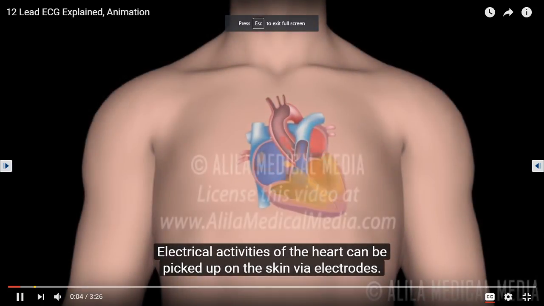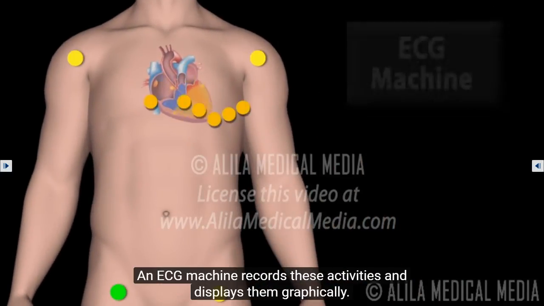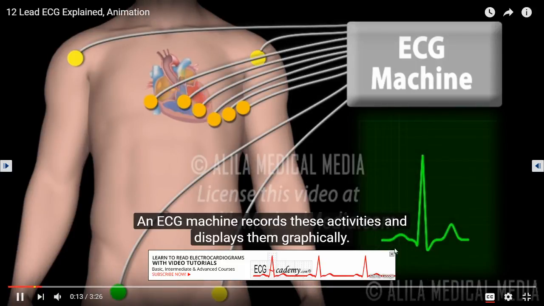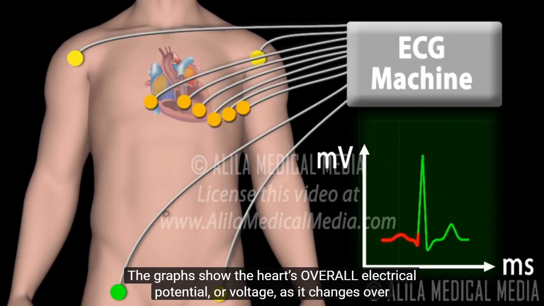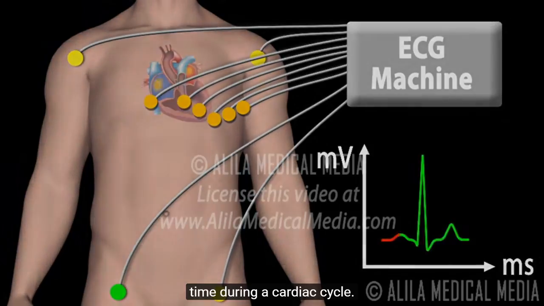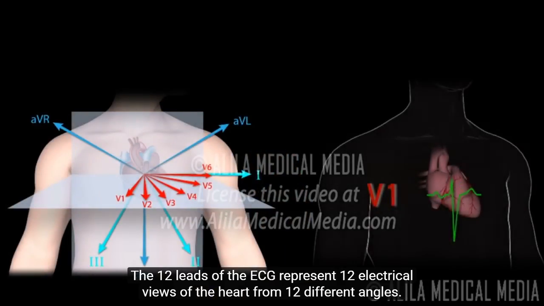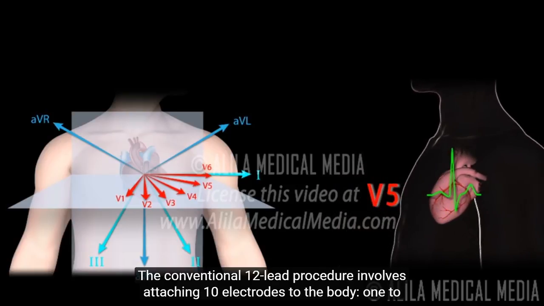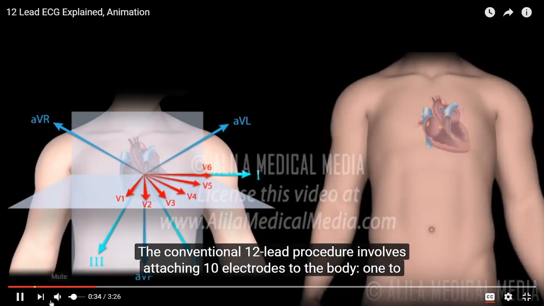Electrical activities of the heart can be picked up on the skin via electrodes. An ECG machine records these activities and displays them graphically. The graphs show the heart's overall electrical potential or voltage as it changes over time during a cardiac cycle. The 12 leads of the ECG represent 12 electrical views of the heart from 12 different angles. The conventional 12-lead procedure involves attaching 10 electrodes to the body.